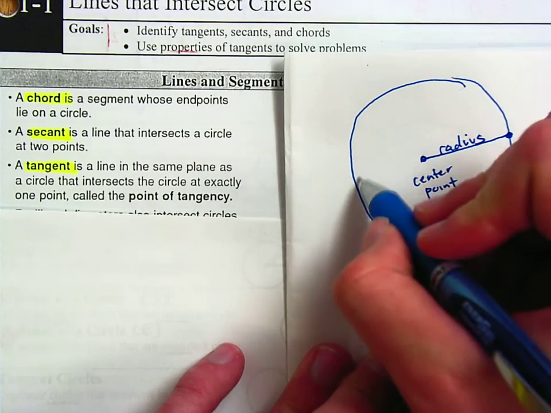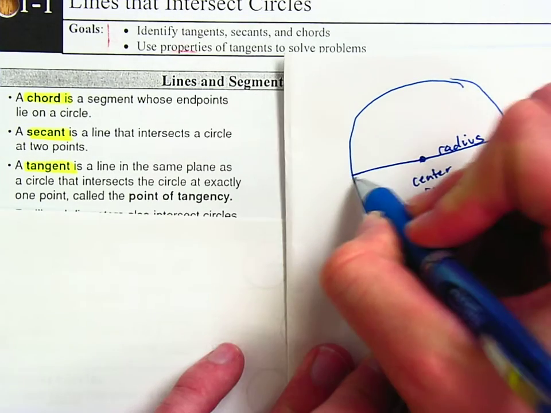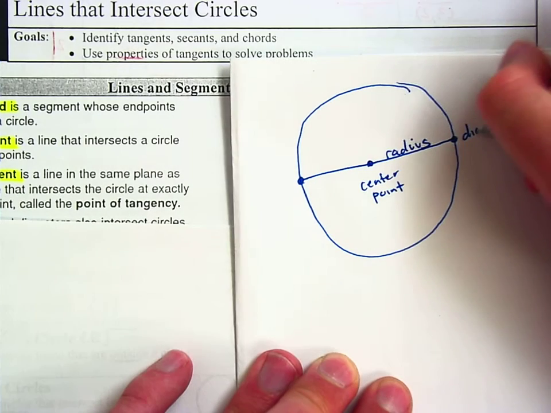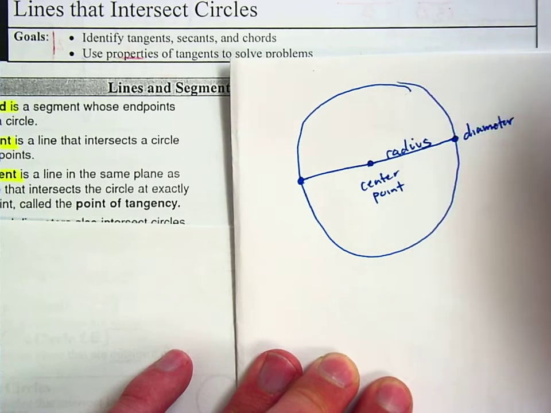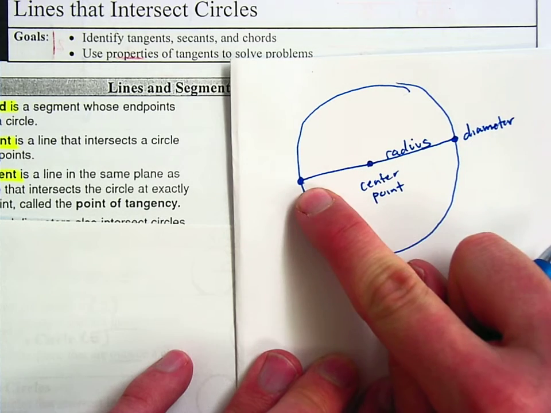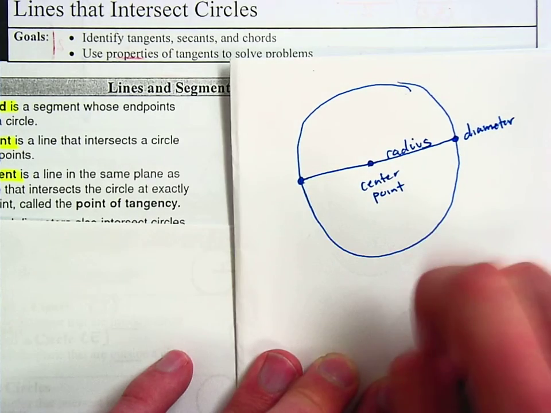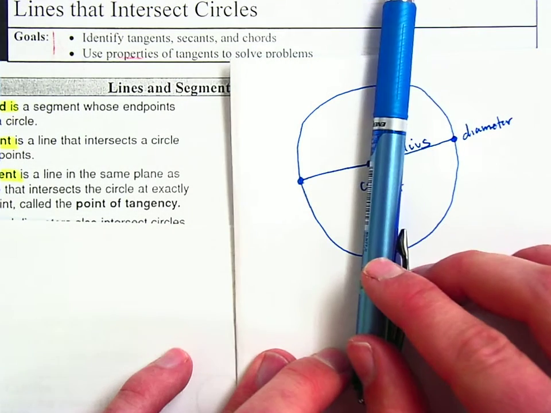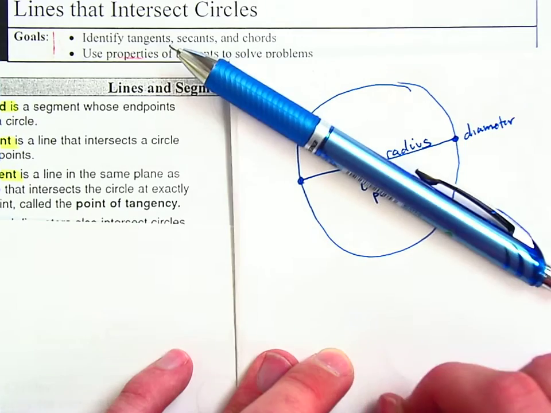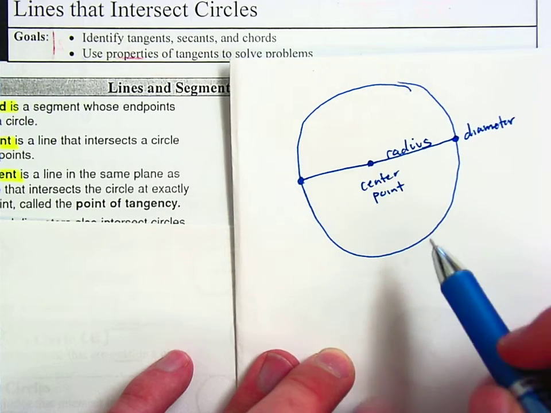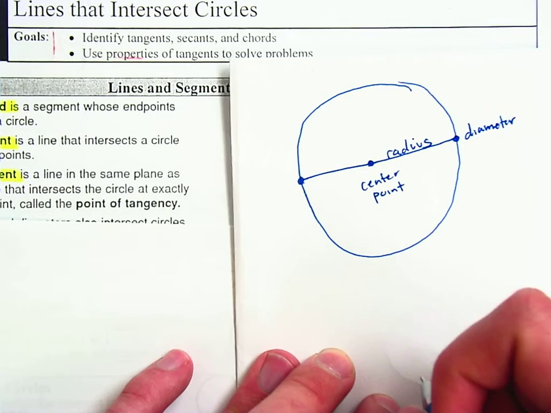And we know that double the length of a radius is the diameter. And the diameter goes through the center point and touches both sides of the circle. Right? So this diameter could be here, this diameter could be here, as long as it goes through the circle and through the center point and touches the circle at 2 points.